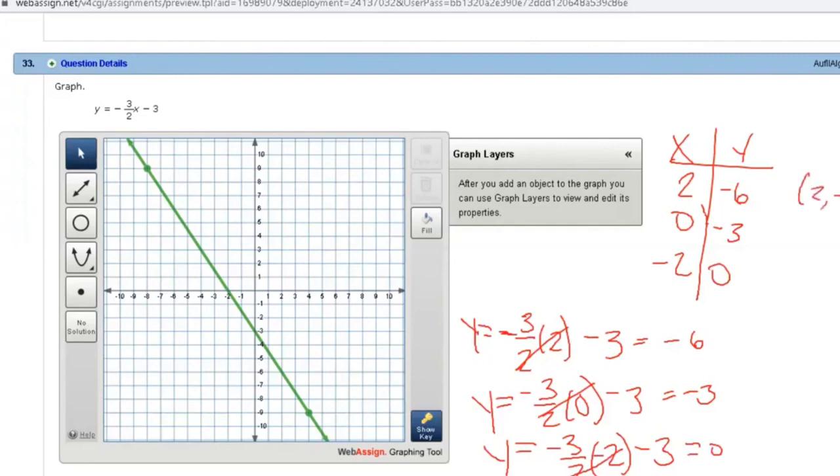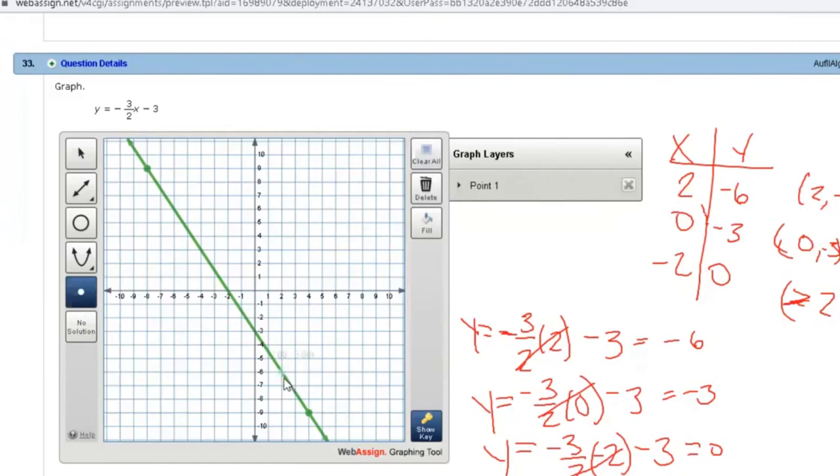2, -6, 0, -3, and -2, 0. So in WebAssign, in order to plot a point, we have to hit this little point icon. We find our points. We got 2, -6. So from the origin we go 2, then down 6, and we plot this point here.